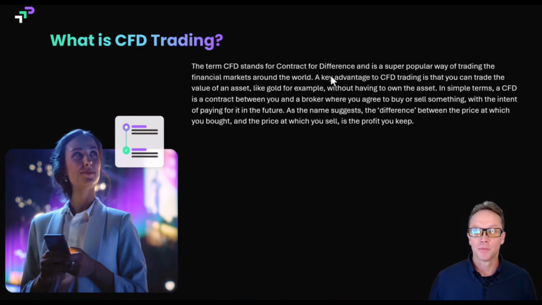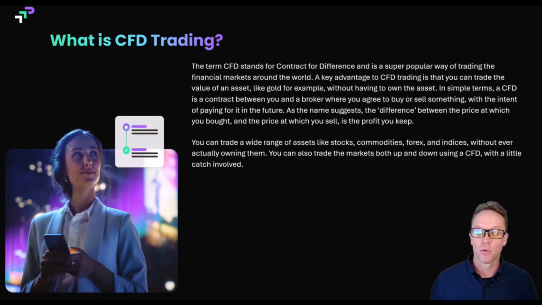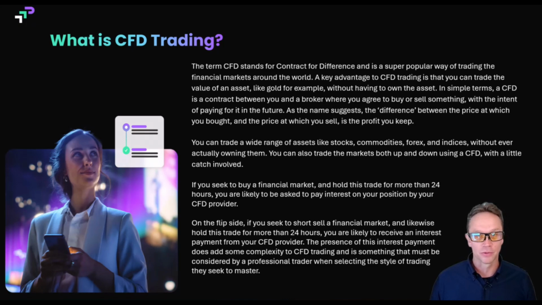Naturally, we can also short sell the CFD market as well, meaning that if you sell something, you want to buy it back in the future, and you're going to be keeping the difference as well. You can trade a wide range of asset classes from stocks to commodities to Forex to stock indexes, without ever actually owning them. You can also trade the market both up and down using a CFD. There is a little bit of a catch involved that we're about to run through, but suffice to say, the fact that you can trade up or down, over multiple asset classes, is one of the reasons why CFDs became very popular in the 1990s and early 2000s.